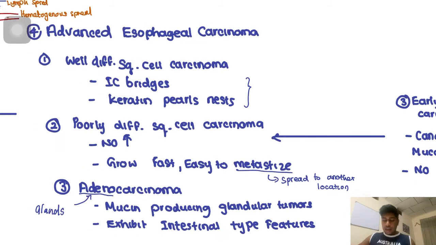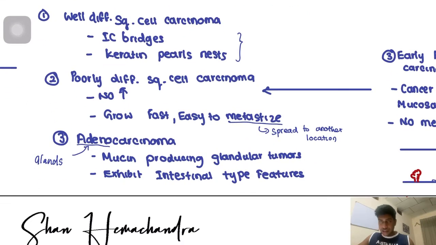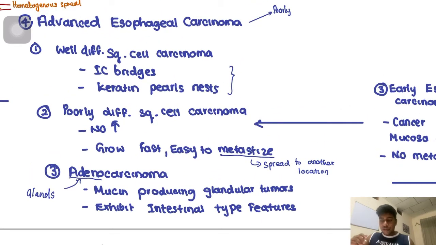So squamous cell carcinoma, as you know, can be poorly differentiated. Actually, any carcinoma, any cancer, can be poorly differentiated or well differentiated. The poorly differentiated one, what's its function? Just growth, just cell division. Therefore, this can easily spread to other locations. It can easily metastasize. The other type is well differentiated squamous cell carcinoma, and on histology you will see intercellular bridges and keratin pearl nests.